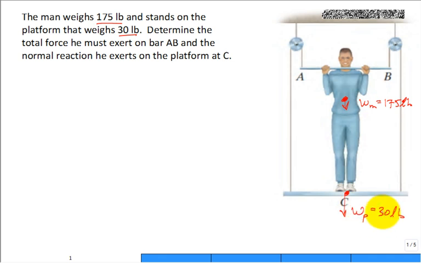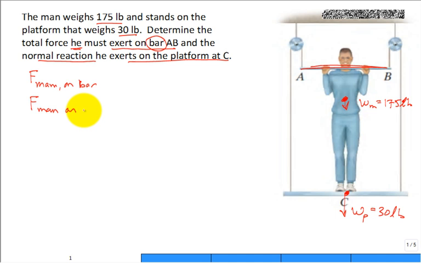Now, determine the total force the man must exert on the bar, A to B, right here. And the normal reaction he exerts on the platform. So two things: we want the force that the man exerts on the bar, which is a long subscript, so we're going to shorten that subscript, and then the normal reaction he exerts on the platform, another force that the man exerts on the platform. I'm going to shorten up the subscripts to tidy it up. But now we have to get into solving this problem.